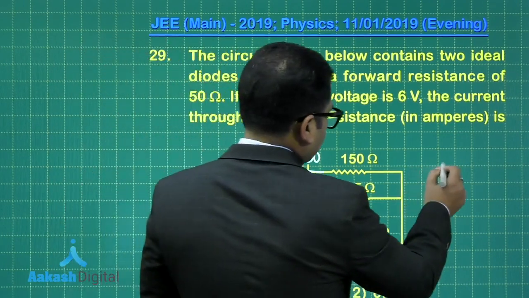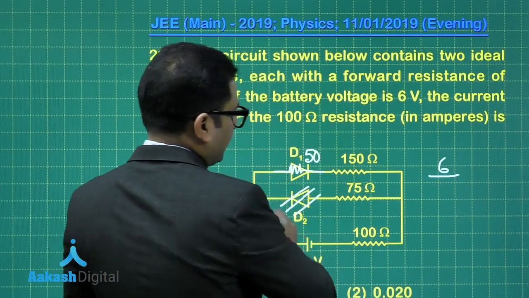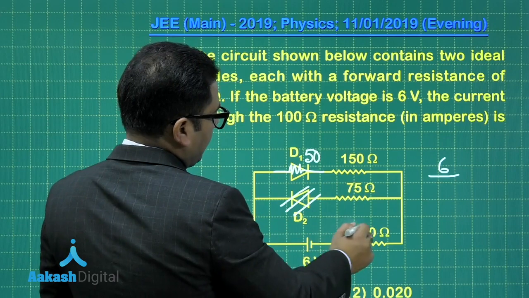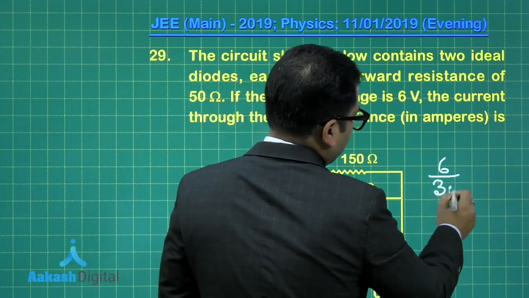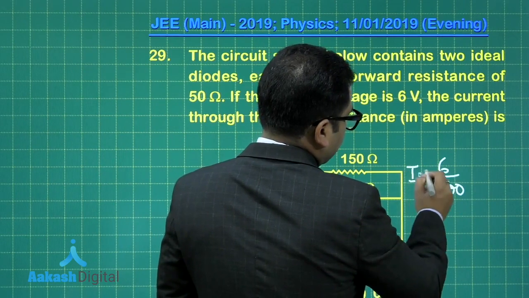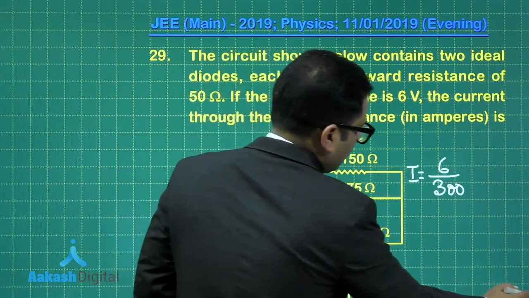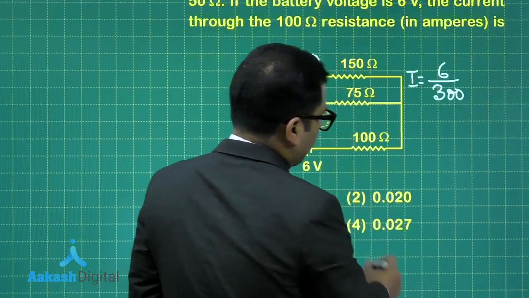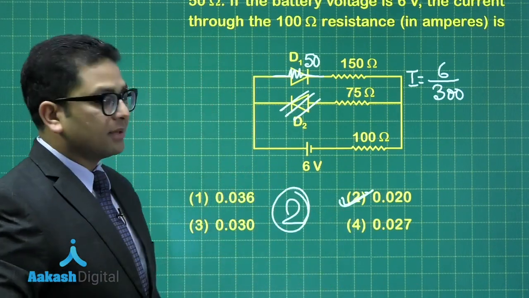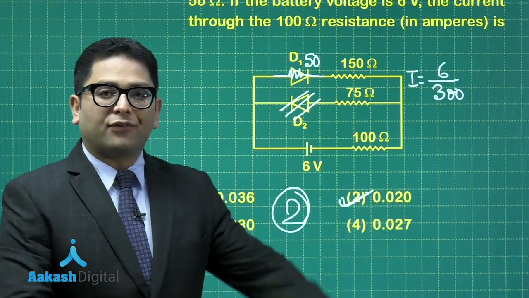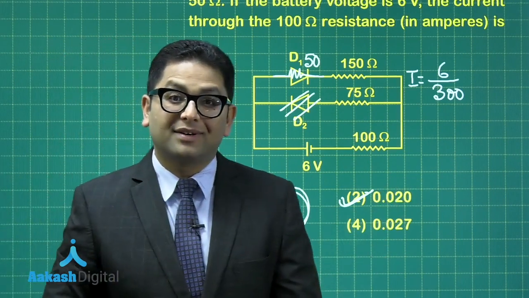So I think that's quite a simple one. 6 divided by, you see, 100 plus 150 plus 150, that comes out to be 300. So that's the current, and 1 by 50, which means 0.02 ampere. So option number 2 is the correct one for question number 29. Time for the final question, question number 30.